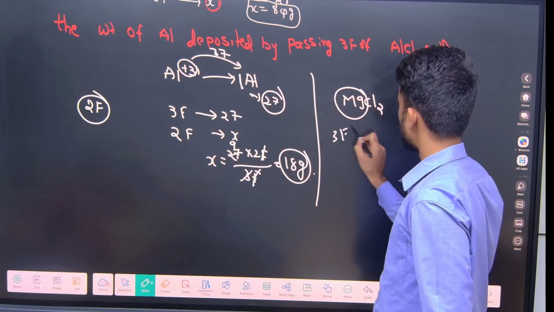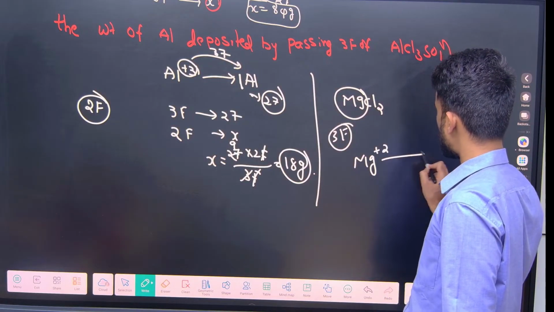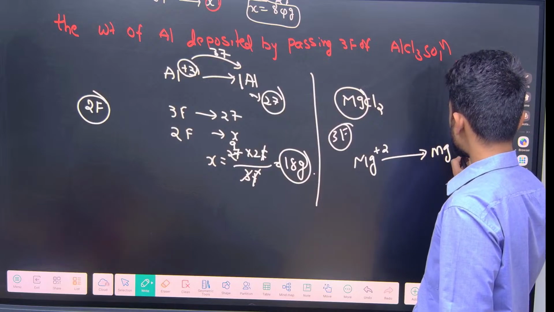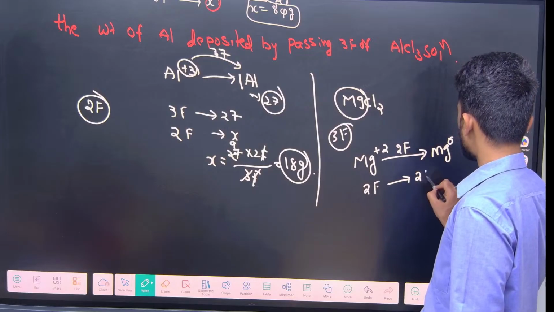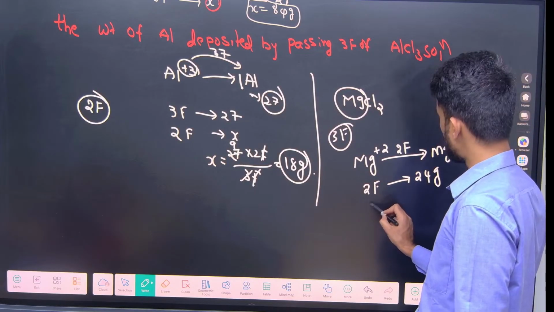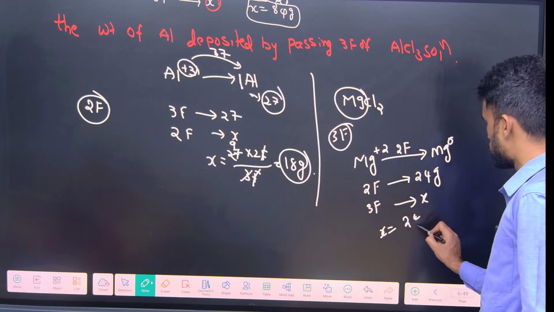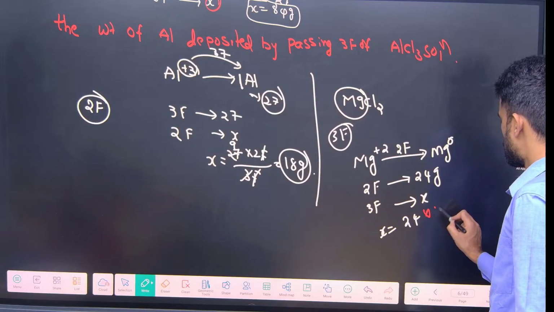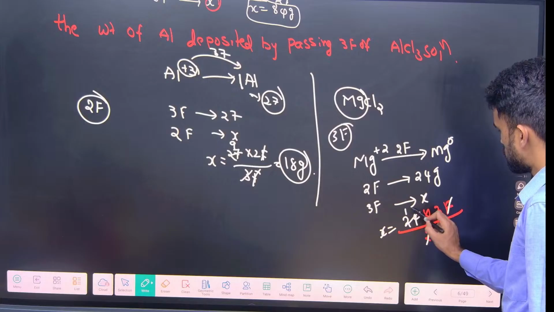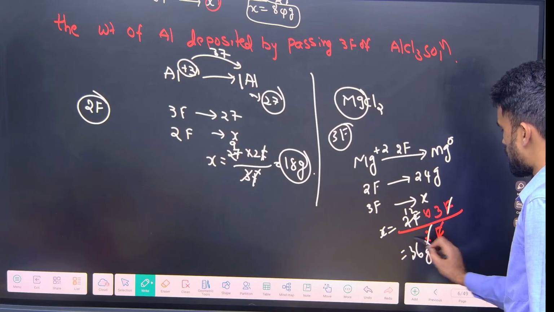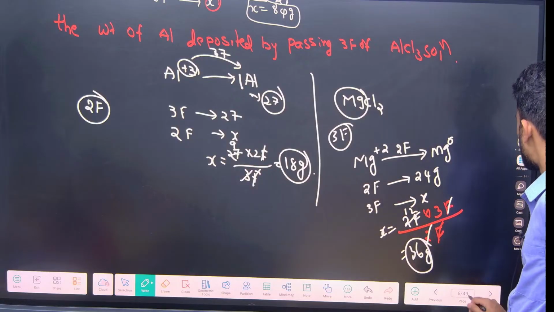3 Faradays I am sending. Magnesium+2 should convert into magnesium. For this conversion, 2 Faradays are required. So 2 Faradays gives you 24 grams. What I am giving here is 3 Faradays, so it is X. X equals 24 into 3 by 2 Faraday, which is 36. 36 grams of magnesium is deposited. Is this clear? Okay, right. Let's move forward.